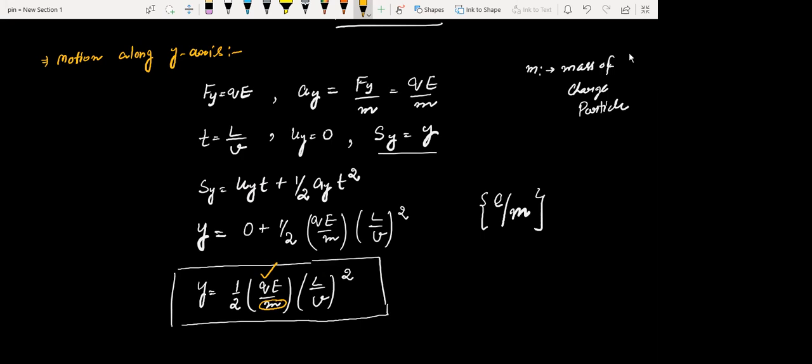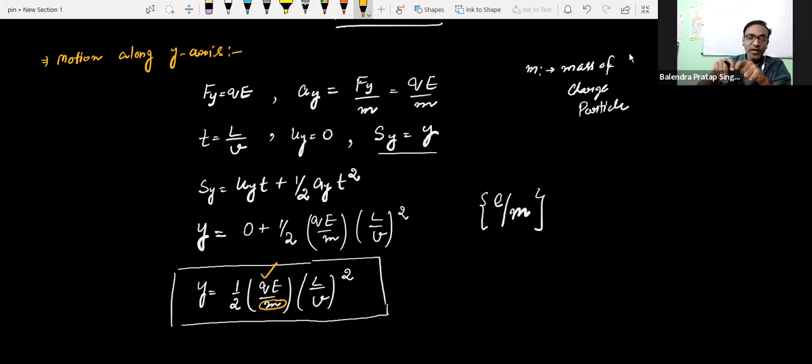All the quantities you can know. If you are doing the experiment, you can find the value of y through measurement, that is, the plate's vertical distance, and you can also estimate the length of your plate, that is capital L. You know the applied electric field. The only thing you need to calculate is e by m, that is equal to twice y v square divided by E L square. By using this formula, you can find the value of e by m.